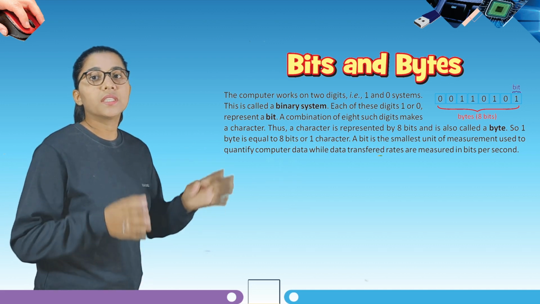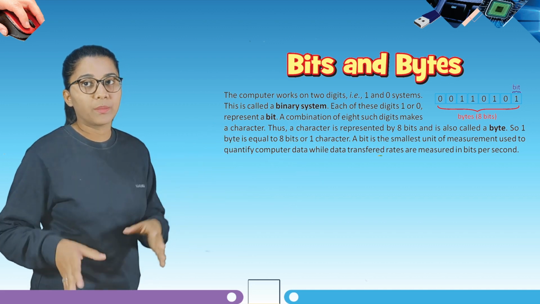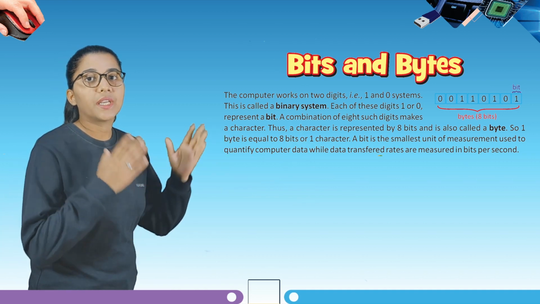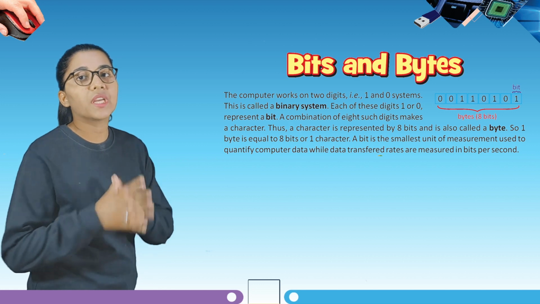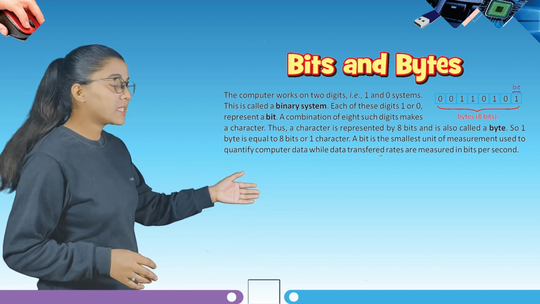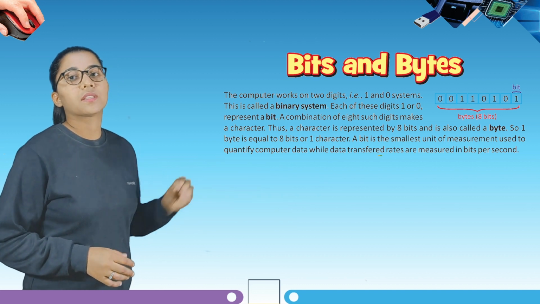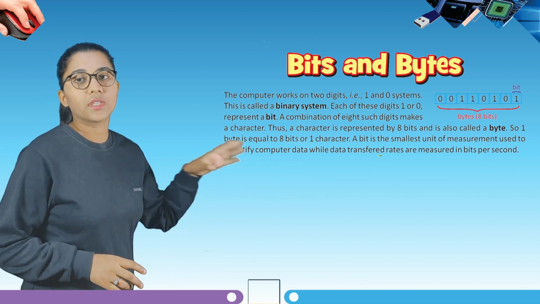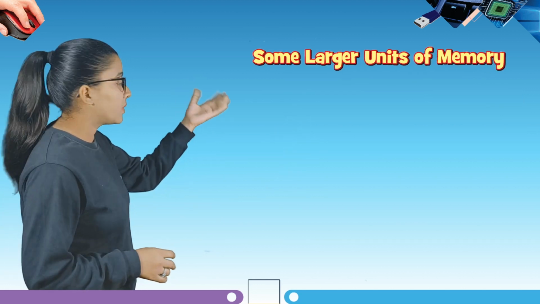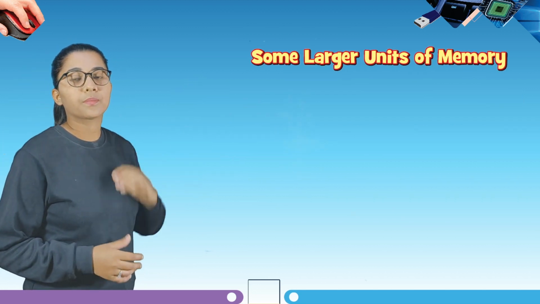A bit is the smallest unit of measurement used to quantify computer data, while data transfer rates are measured in bits per second. So students, here you can see the number of bits in a byte, that is 8 units. Now students, let's jump to our next topic, that is some larger units of memory.